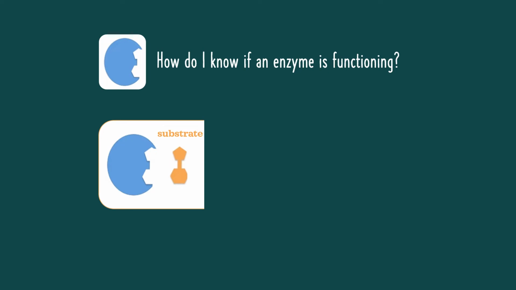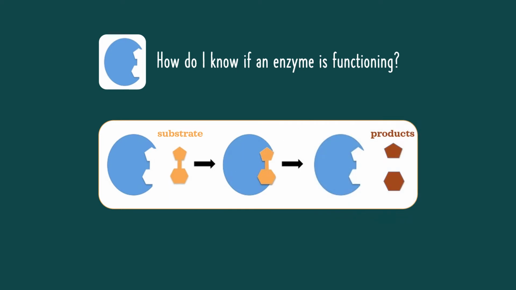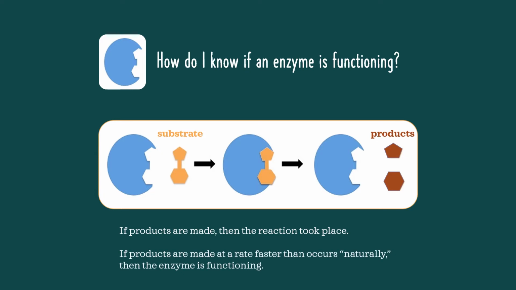In other words, if you have an enzyme and you feed it its preferred substrate, if the enzyme is functioning, it will bind to the substrate, a chemical reaction occurs, and you're left with more products and less substrate each time the enzyme performs this task. If products are made, then the reaction took place, and if products are made at a rate faster than occurs naturally, then the enzyme is functioning.